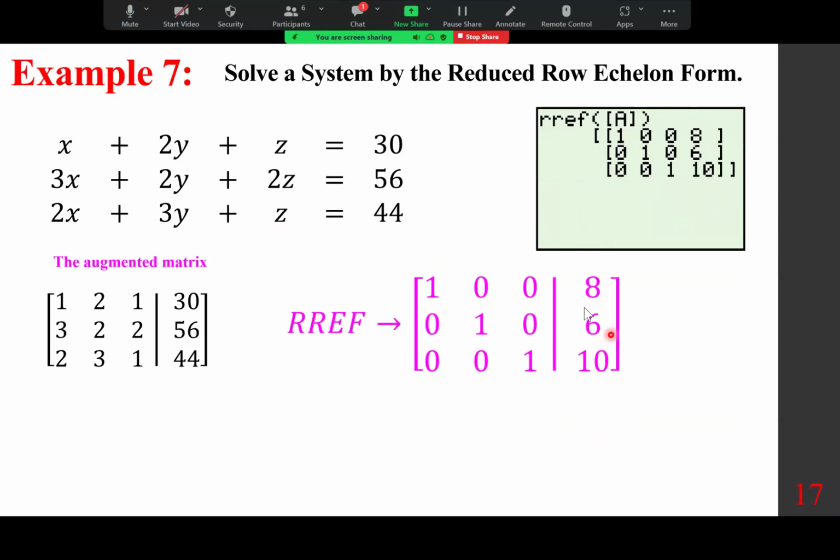This is the solution, because this is an identity. All of them are 1. Notice that the main diagonal is 1. So this means X is 8. This means Y is 6. That means Z is 10. And you're done. Again, extremely simple, class.